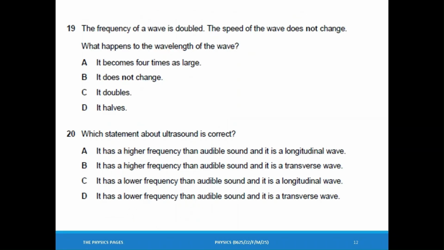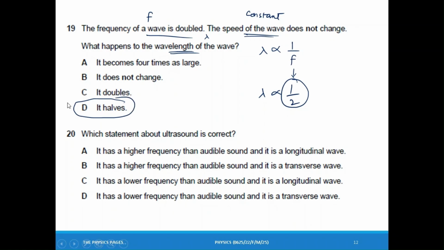The frequency of the wave is doubled. So the frequency is doubled, the speed is not changing, so speed is constant. What happened to the wavelength? We know that frequency and wavelength are inversely proportional. Lambda is 1 over f. So if I double the frequency, lambda will be approximately half. So this is the D option, that is it.